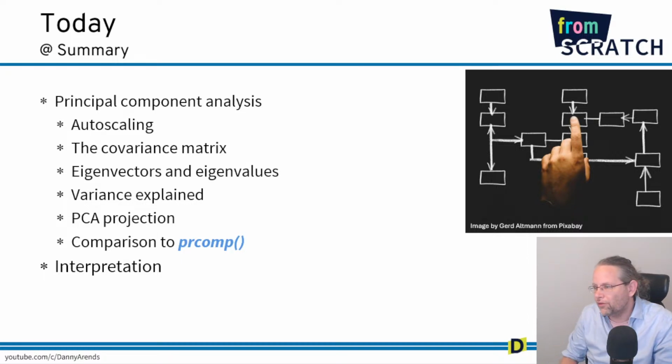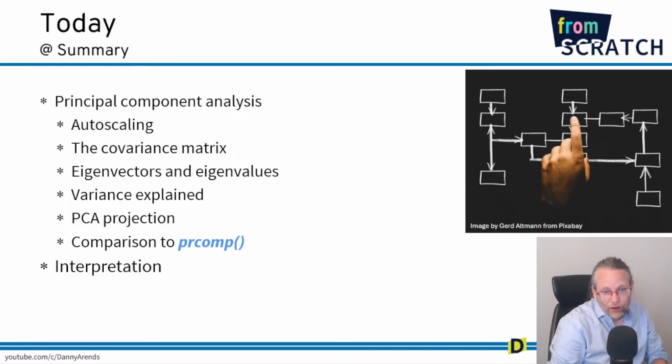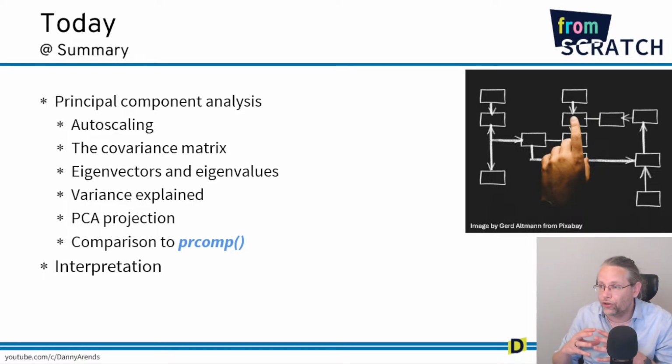All right, so that's actually everything that I wanted to say for today. So principal component analysis depends on you doing autoscaling of your data. You then compute a covariance matrix. You then compute the eigenvectors and the eigenvalues using the Gram-Schmidt process. You then compute your variance explained based on the eigenvectors, and then you can do a PCA projection, which means taking your standardized data matrix, multiplying it with the eigenvectors, and then you have a re-representation of your data in principal component space, so in orthogonal principal components.